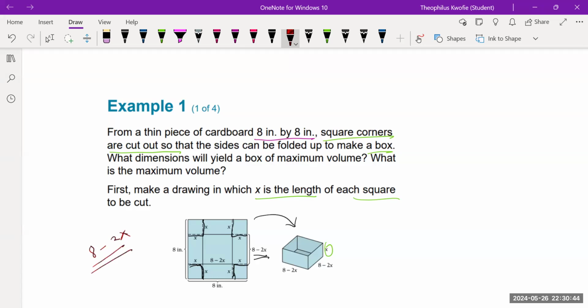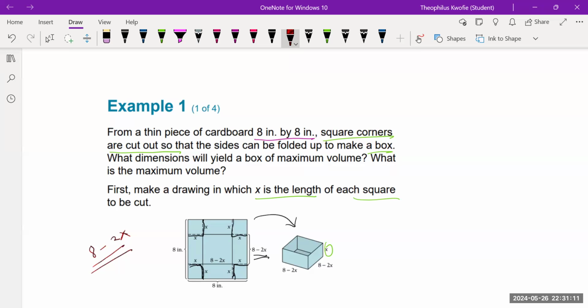But then if you try to fold it, you would realize that you will only have one length, of which we said that one length of each square is x. And that is why you're going to have the height to be x. Do we all get it? Okay, good. So we're going to have only the height to be x.